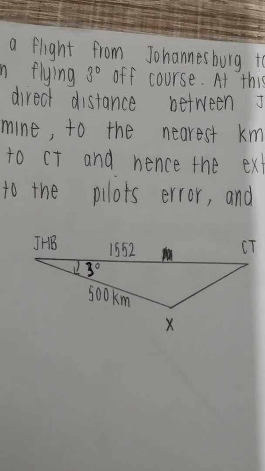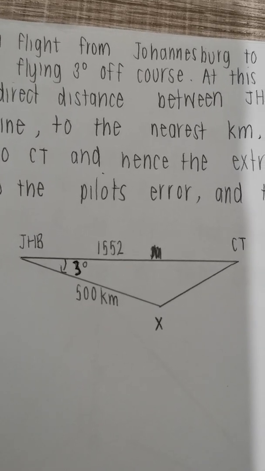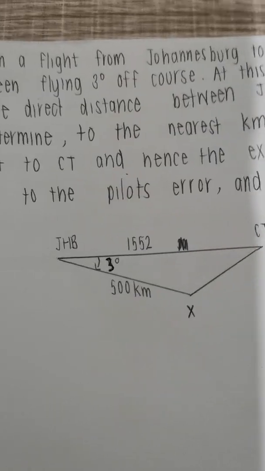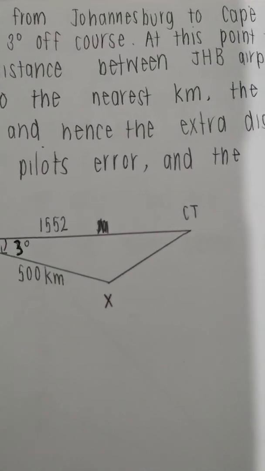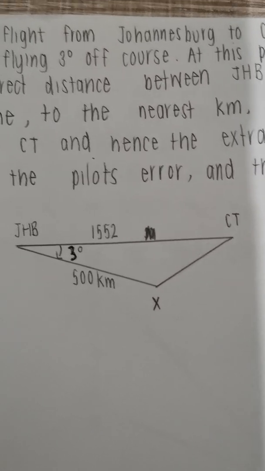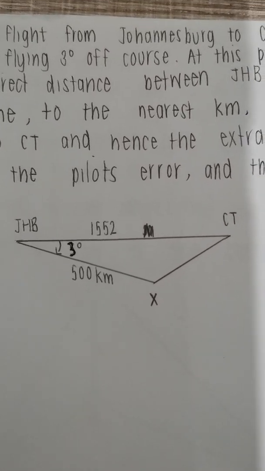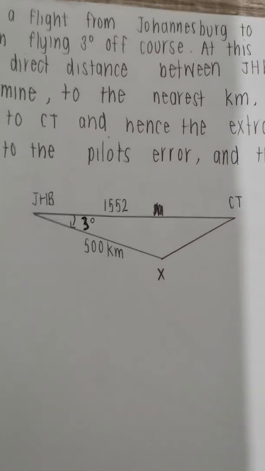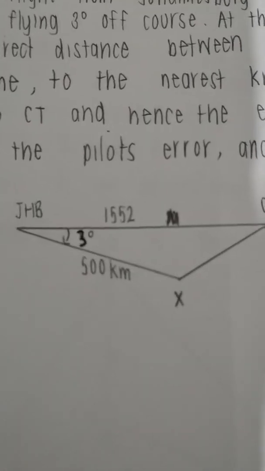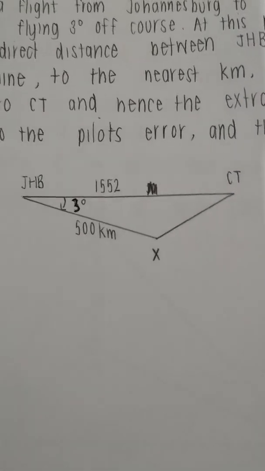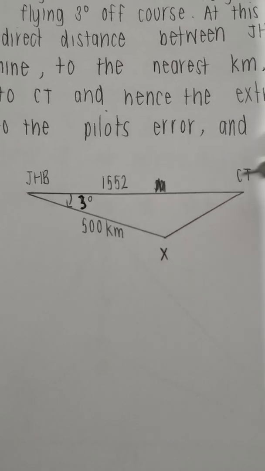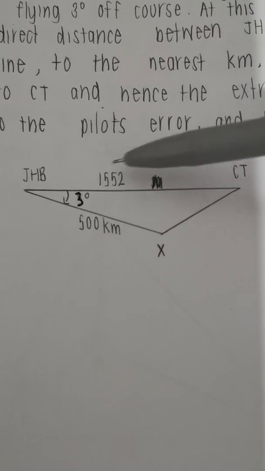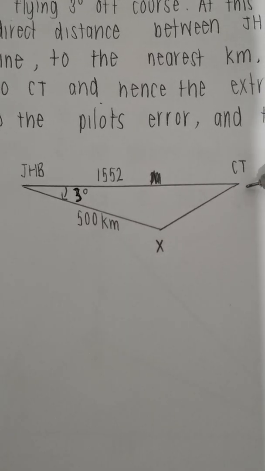And it says, and hence the extra distance that the plane has traveled due to the pilot's error and the correction to the plane's direction. Okay, so that means we're basically solving this entire triangle. All right, let's do that. This is the information. Everyone should understand it by now. I said I drew a straight line from Johannesburg to Cape Town. I filled in the information. 1,552 is what it should have been.